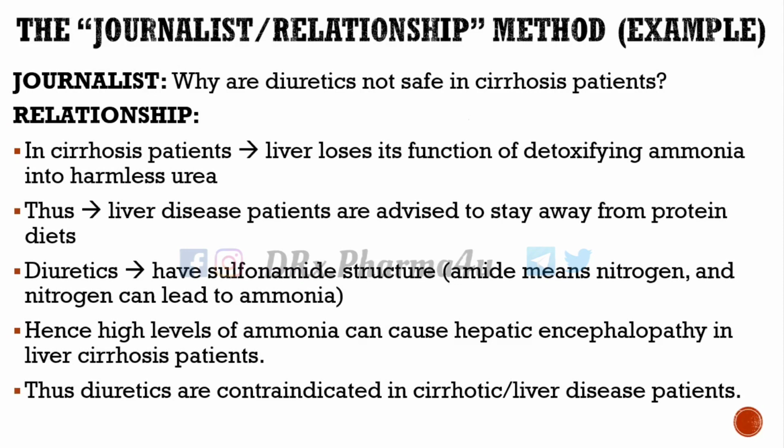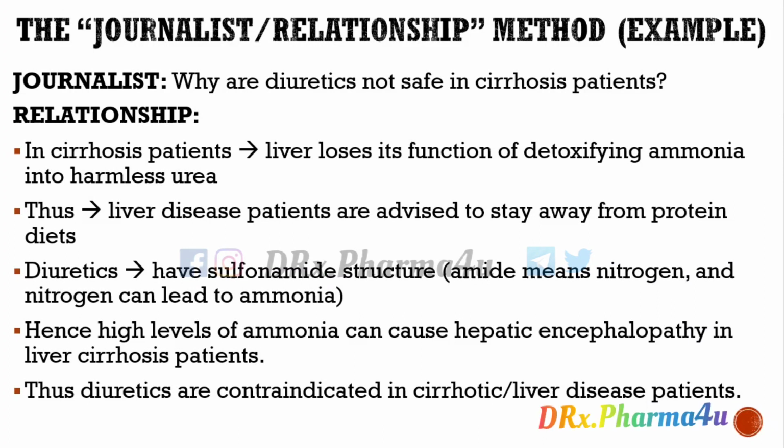So this is an example. Why are diuretics not safe in cirrhosis patients? Always remember, we have to understand what is the function of the liver. The liver has a function called detoxification. For example, you are eating non-vegetarian food or a diet which is rich in proteins. Protein means amino acids, so that in your body gets converted into toxic ammonia, which is harmful for your body. The liver detoxifies it, converts it into urea, which is excreted from the body.